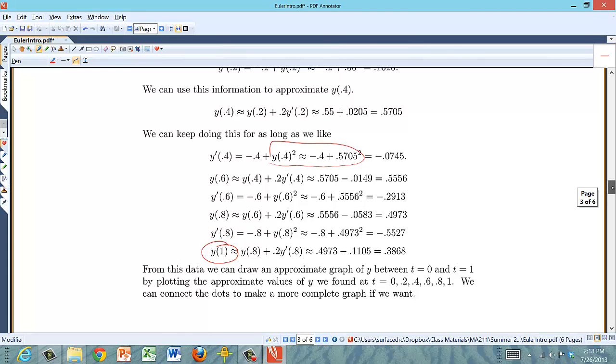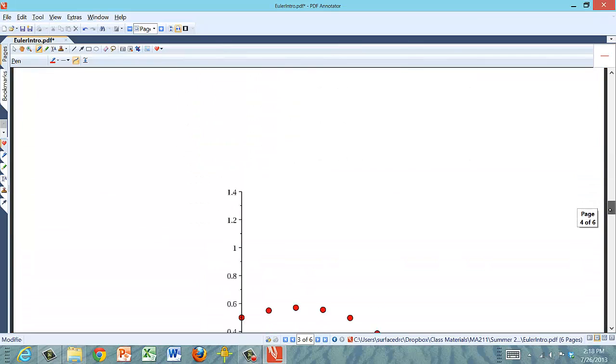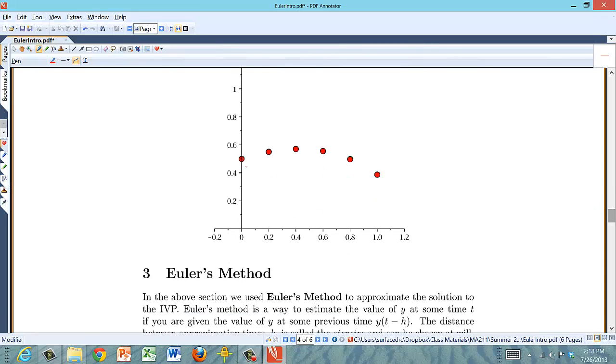Okay? So from this data, we can go ahead and plot everything. And then if you wanted to, you could connect these with a straight line to make the graph look sort of nicer. But anyway, this is our guess. This is what we think the solution to the initial value problem looks like. If you could find that solution and you plotted it, that's what we think it would look like.